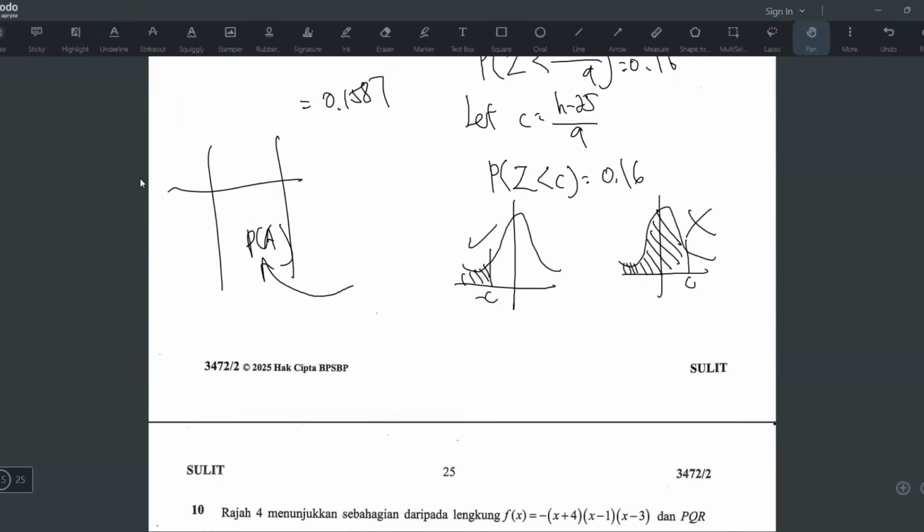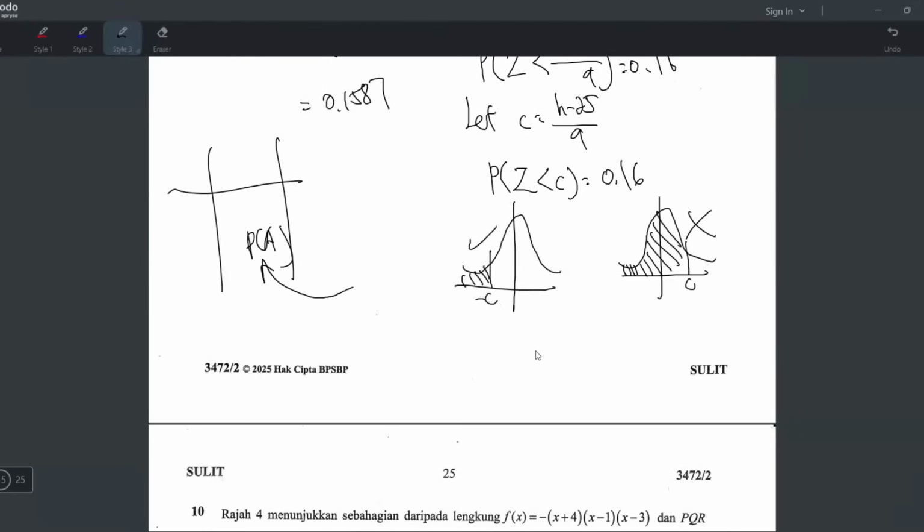And once you know your C is negative, I recommend you straight away go to the last line and write C equals negative, like that. That's how I teach my students also. Otherwise you will forget about it, and if you forget the negative, then it's a loss already.